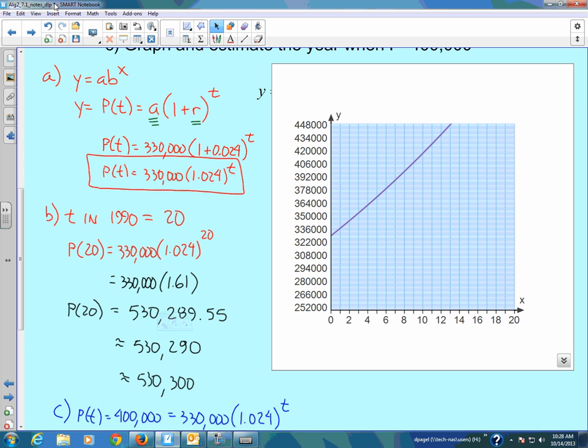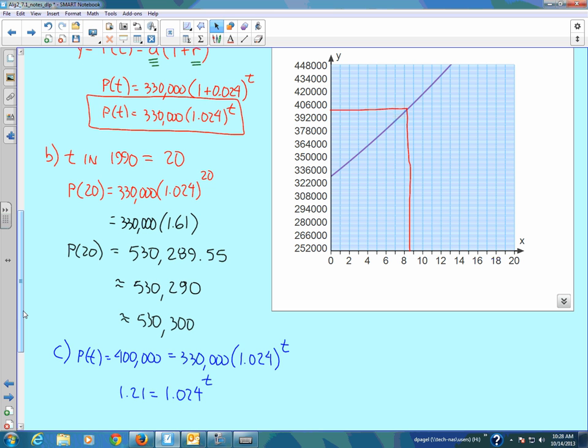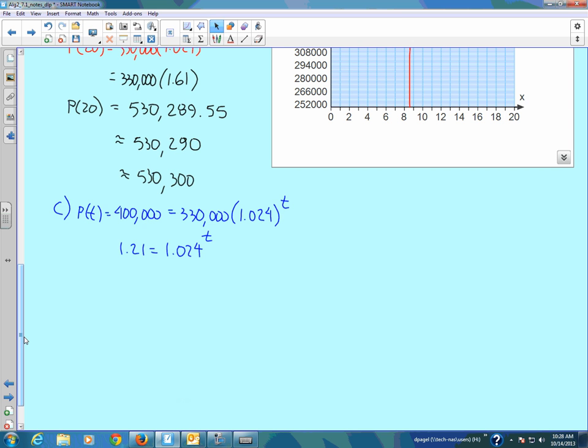Okay, so fix my scale. I go find the 400,000 mark, and it's right about there. We come over, intersect our graph, and if I was drawing nice lines, I'd come down here. It looks like it's somewhere between 8 and 9 years. That's how I can come up with my estimation of the year in which 400,000 people are reached. Between the 8th and 9th year from 1970, that would be between 1978 and 1979, if I'm interpreting my graph correctly.